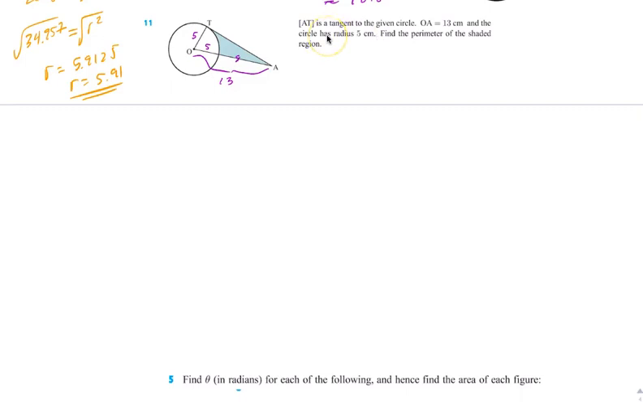Not sure if I need it, just writing stuff down. Find the perimeter of the shaded region. So I'm going to find the perimeter of the shaded region. So I'm going to add this line and that line. So here's the part that's a geometry review.